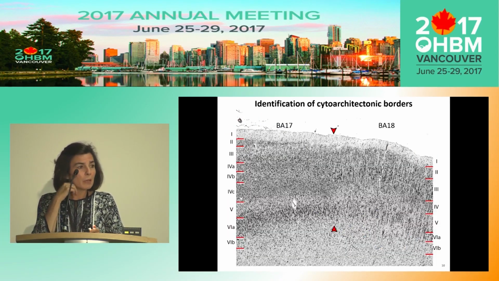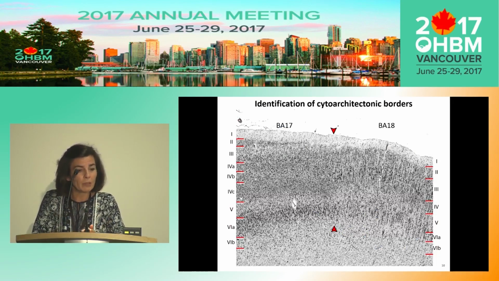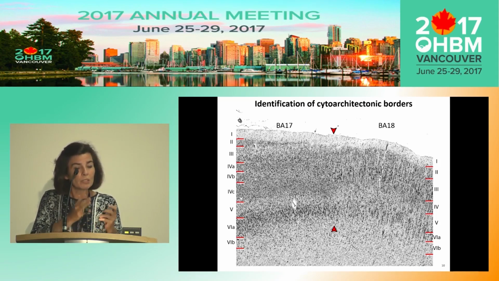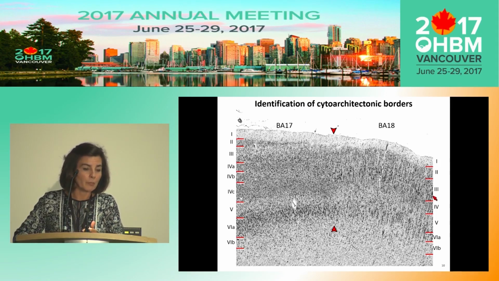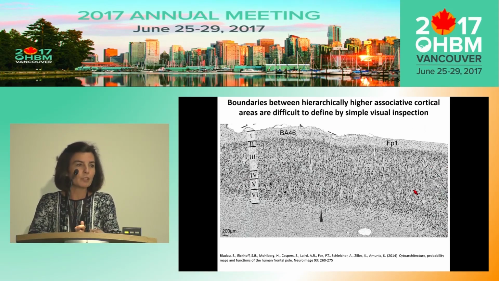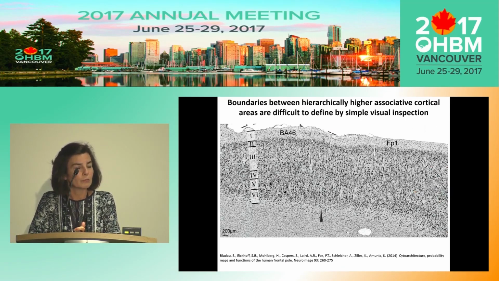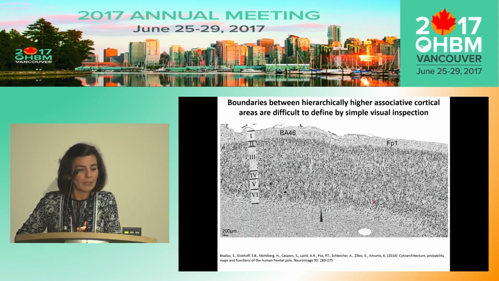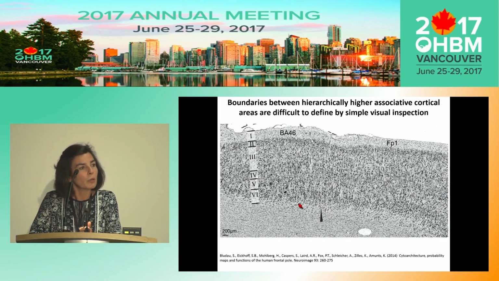And when you come to identifying microscopical borders, in this example, again, the one between area 17, V1, and area 18 of Brodmann, V2, you can see it's very easy to identify the border. But if we move into hierarchically higher areas, the differences become so subtle that you start having problems. So if I didn't have this arrowhead here, highlighting the position of the border between areas 46 and Fp1, which is part of Brodmann's frontopolar area 10, you probably wouldn't be able to see it.